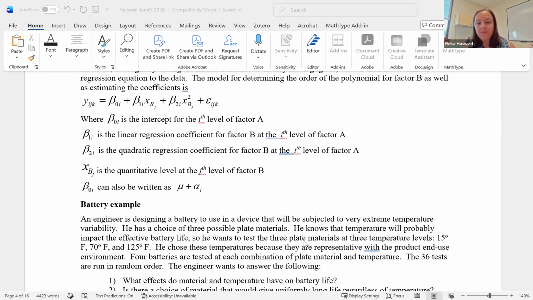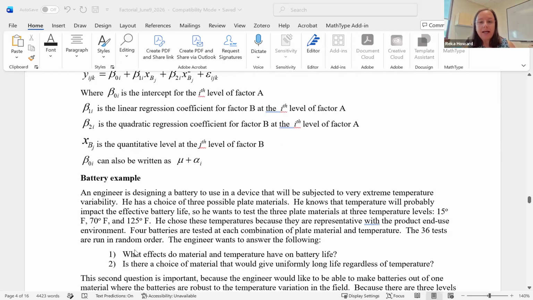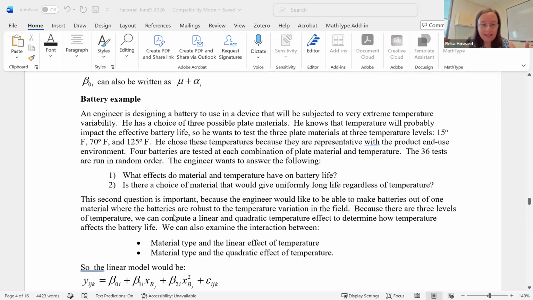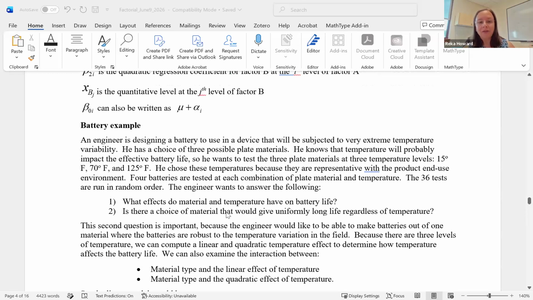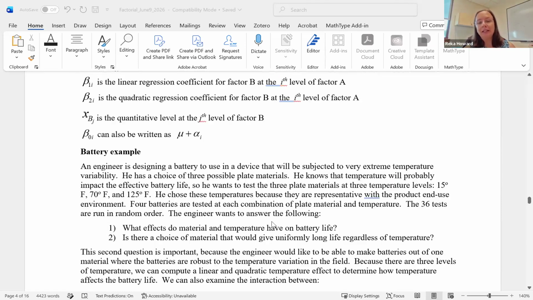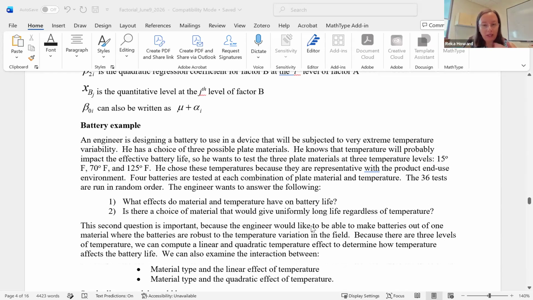So we have a qualitative factor with three levels and a quantitative factor with also three levels. Let's say we want to see what effect material and temperature have on battery life. So what effect do these factors have on the response? And is there any specific choice of material that would give uniformly long life regardless of temperature? Meaning, is there any interaction or not? Can I choose a material that's good no matter which temperature I am looking at?